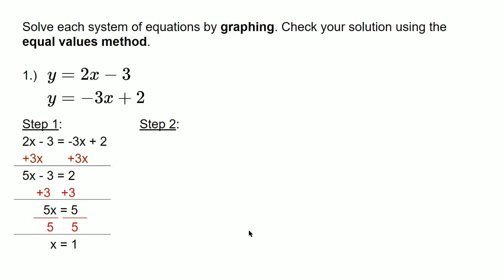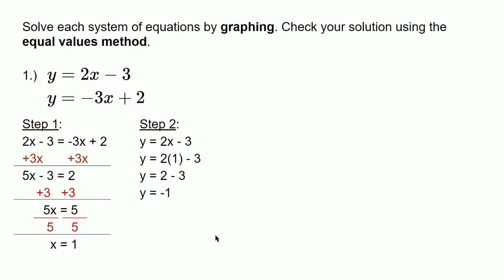So step 2, we go back to that first equation and we substitute our x value in. So y equals 2x minus 3. I'm going to plug that 1 in for x. So y equals 2 times 1 minus 3. 2 times 1 is 2. And 2 minus 3 is minus 1. So this is good news. This matches what we found with graphing.